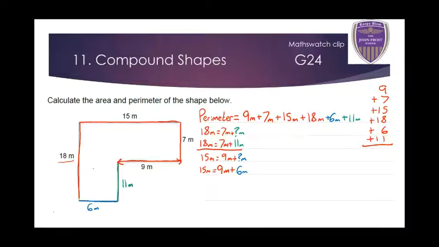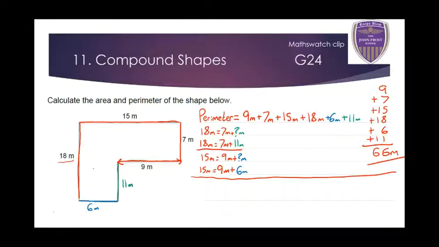So 9 plus 7 is 16. 16 plus 15 is 31. 31 plus 18 is 49. 49 plus 6 is 55. And 55 plus 11 is 66 centimeters. Oops, sorry, not centimeters, meters. Okay. So this is our final distance for the perimeter of our shape. So 66 meters. Okay. So we've done that.